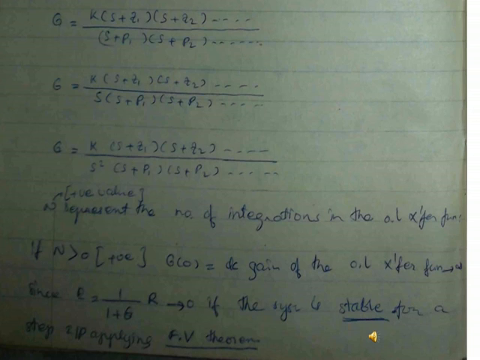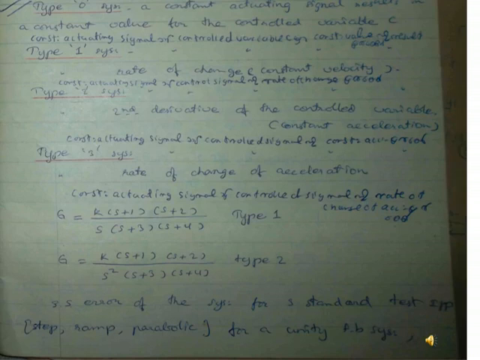So there will be types of the system: type 0, type 1, type 2, and type 3. Type 0 means a constant accuracy signal. This means the constant value for the control variable C. Type 1 means the rate of change of the constant velocity. Type 0 has no movement. That will be the type 0 system. Type 1 is with constant velocity. Type 2 will be the second derivative of the control variable. That will be the constant acceleration system. And type 3 will be the rate of change of the acceleration. Acceleration will also be changing depending on the rate of change. So there are 4 types of the system.